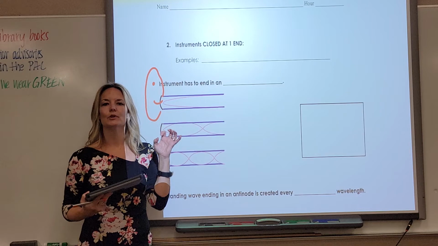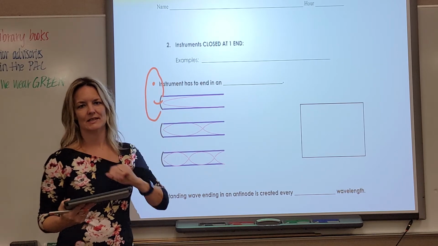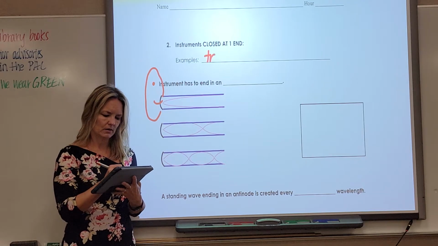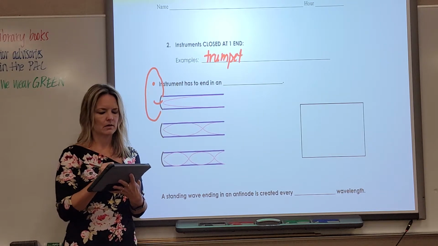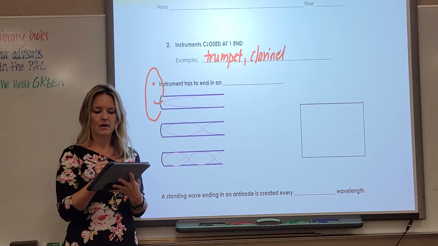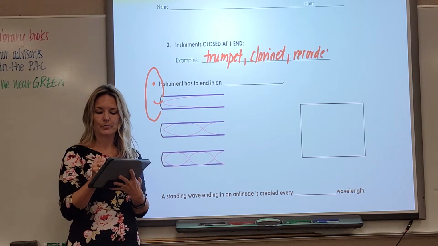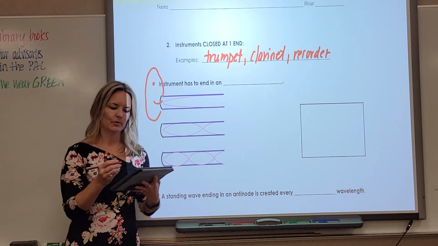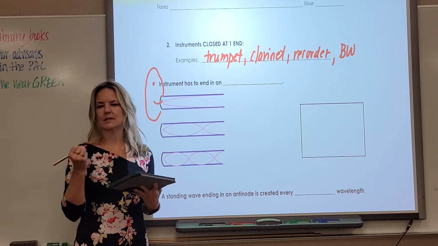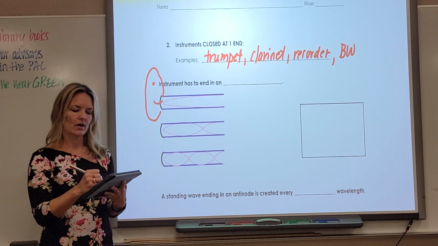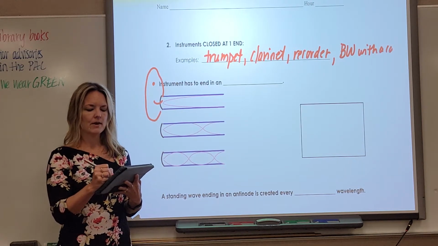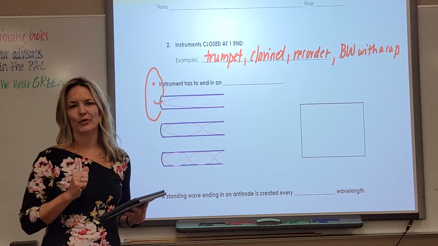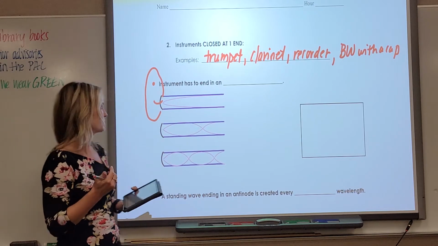All right, blowing into the instrument closes it on one end. Examples would be a trumpet, a clarinet, a recorder, if you had to play that in 4th grade. Or when we're in the classroom, the boom whacker. I'm just going to abbreviate it BW. A boom whacker with a cap. I have caps that go on one end of it. By putting a cap on it, it'll make a whole different sound, and we're going to see that in lab later this week.